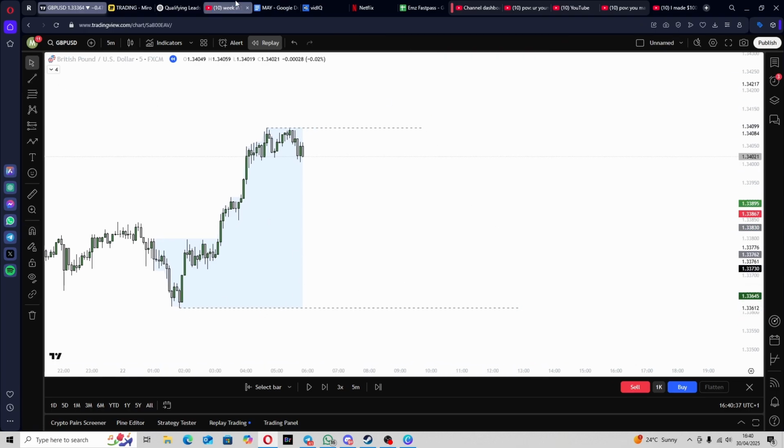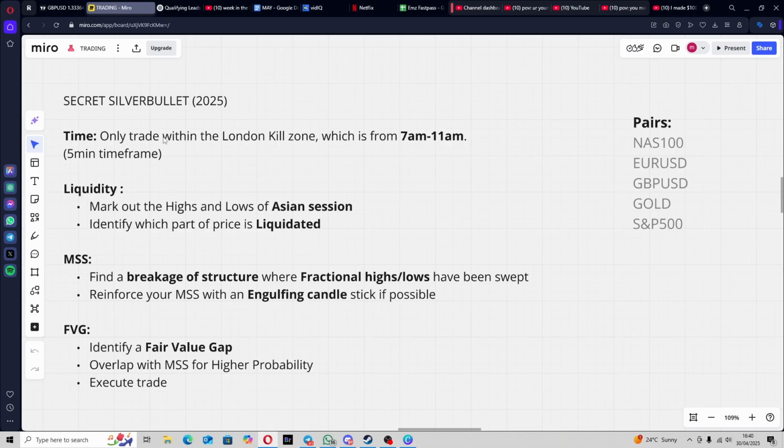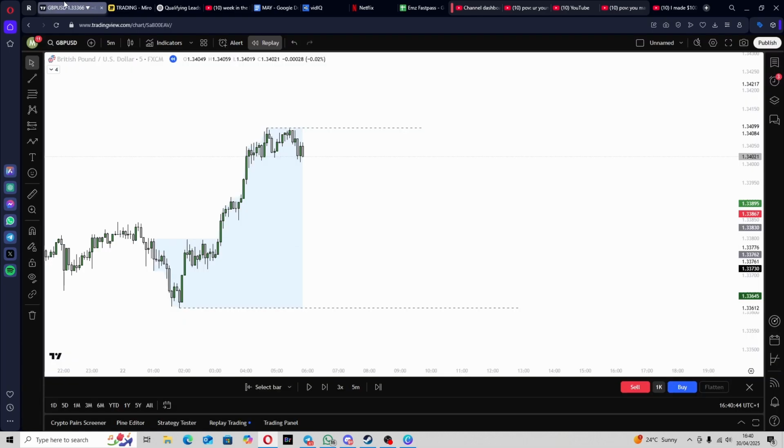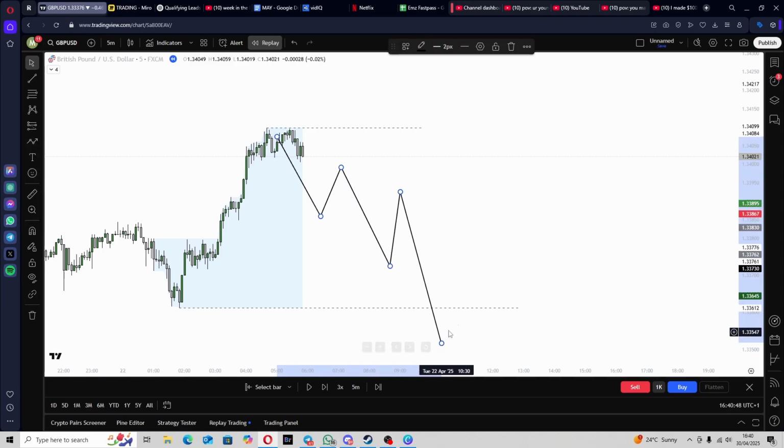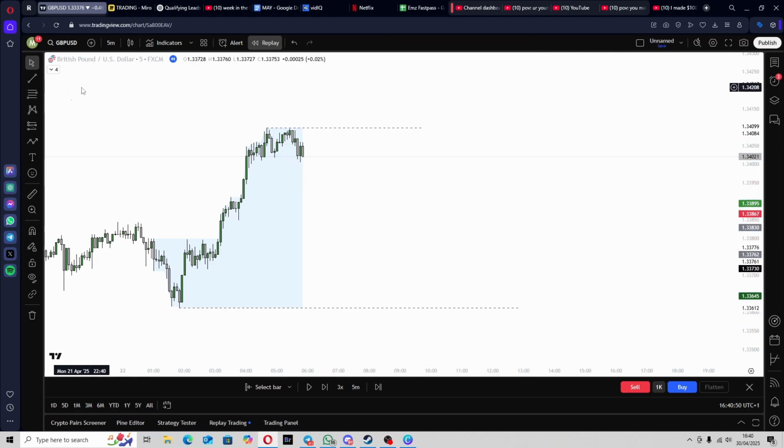So once I've actually done that, what we need to do becomes very, very crucial. We need to identify which part of price gets liquidated first. This means which part of price actually gets swept first. So let's say it was a movement like this, that would be the lows being swept. And if it was a movement like this, that would be the highs being swept, right? So we need to look at a movement like that. So if I play price forward, you're going to see exactly that the highs have completely just been swept, right?